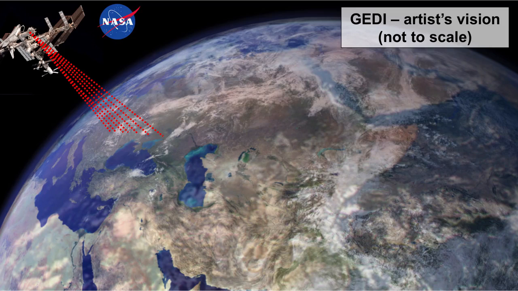A new spaceborne mission using a laser scanner is planned by NASA. Global Ecosystem Dynamics Investigation, or shortly GEDI, will be a laser scanner mounted on the International Space Station.